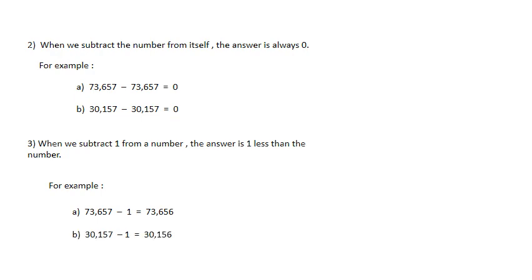Now students, let us solve exercise 2.2. Question number 1, solve the following. Now the first one is 9,99,999, and this number is subtracted from 0. Remember our first rule: when we subtract 0 from a number, the value of the number does not change. So the answer is the number itself, 9,99,999.